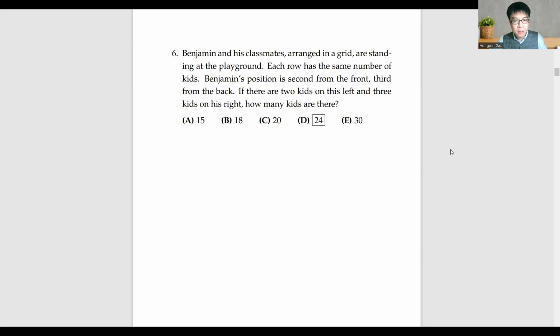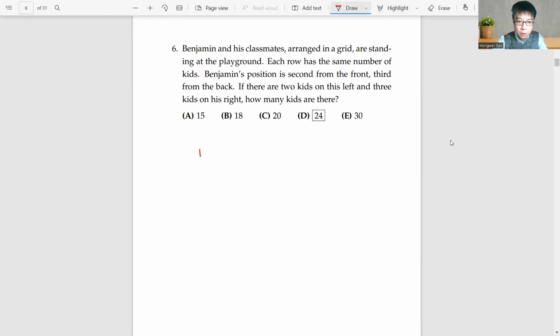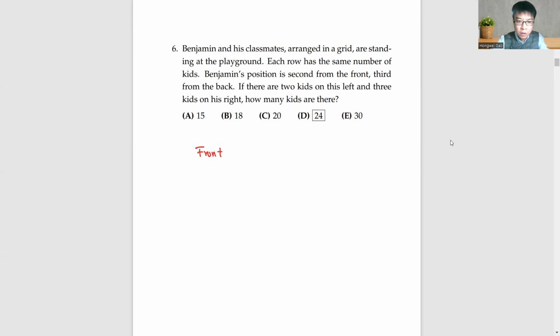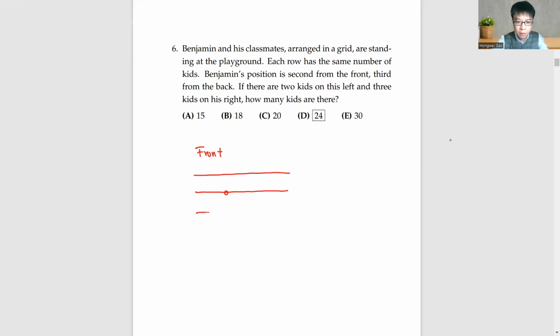Question 6. Benjamin and his classmates, arranged in a grid, are standing at the playground. Each row has the same number of kids. Now Benjamin's position is second from the front, third from the back. So there are a couple of rows. Let's see, from the front, Benjamin's row is the second. So Benjamin is here on the second row. And the third from the back means there are 2 rows behind.